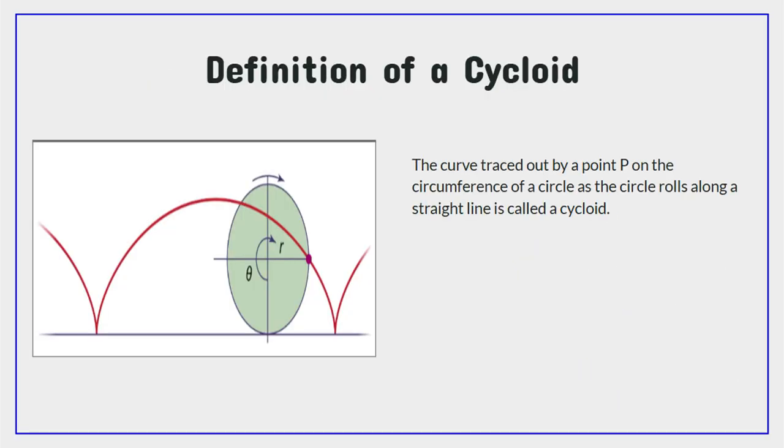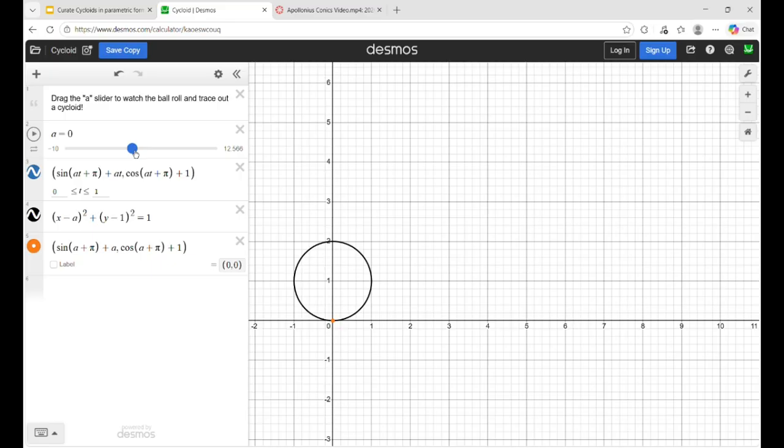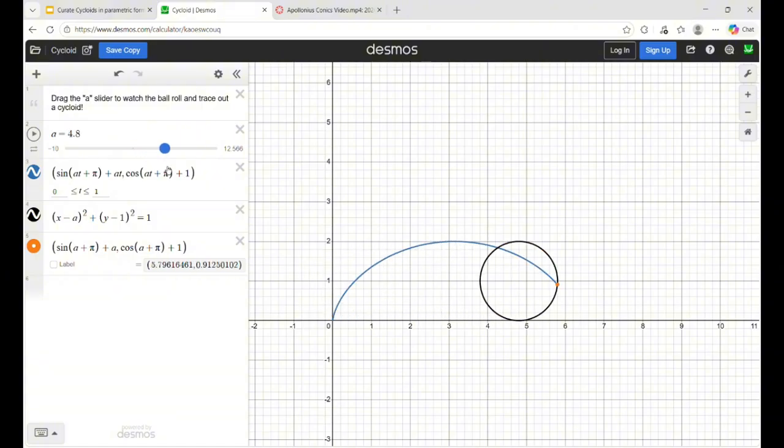Definition of a cycloid. The curve traced out by a point P on the circumference of a circle as the circle rolls along a straight line is called a cycloid. The orange dot that can be seen is the point P starting at the origin, and as the circle rolls along the x-axis, it traces a line. This is the cycloid.